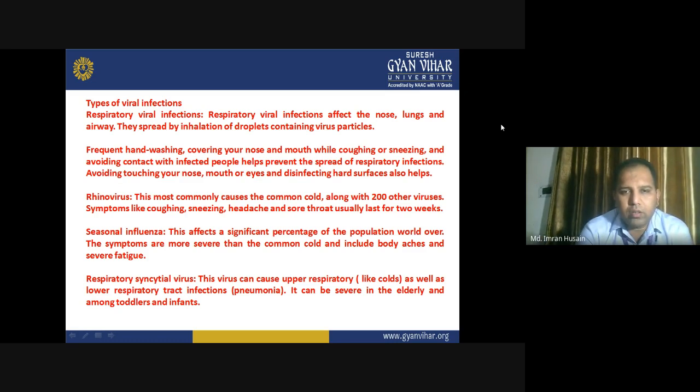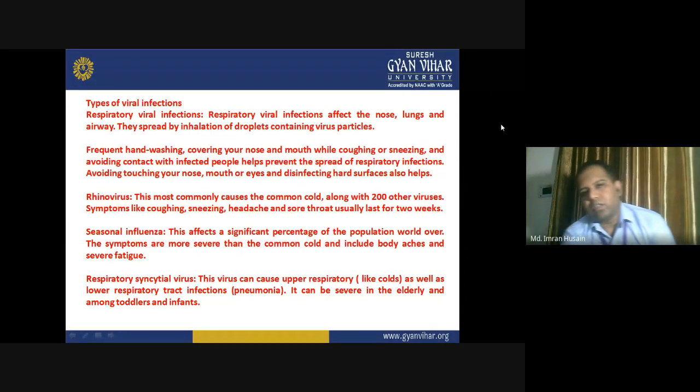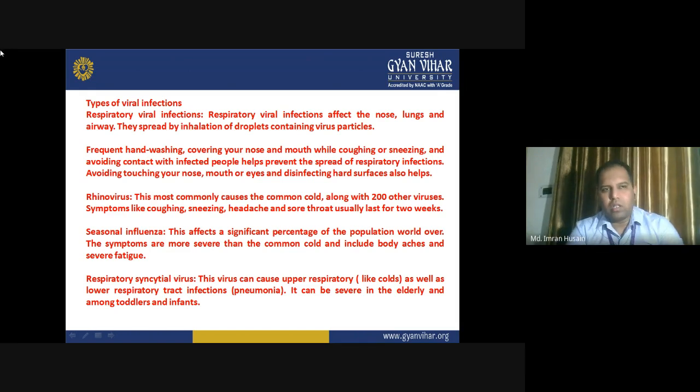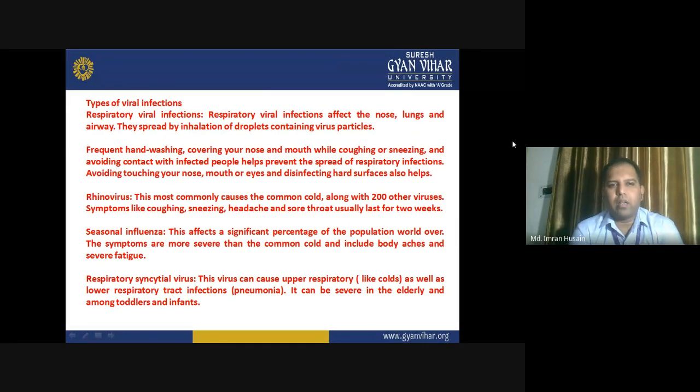So rhinovirus, this is the main cause of the common cold among people, along with 200 other viruses. Symptoms like coughing, sneezing, headache, and sore throat usually last for 2 weeks. So, rhinovirus causes the common cold, and in the long term, it is a really uncomfortable disease. There has been no cure for such infection, and people have to just wait and watch for how long that particular virus is going to take to leave their body.